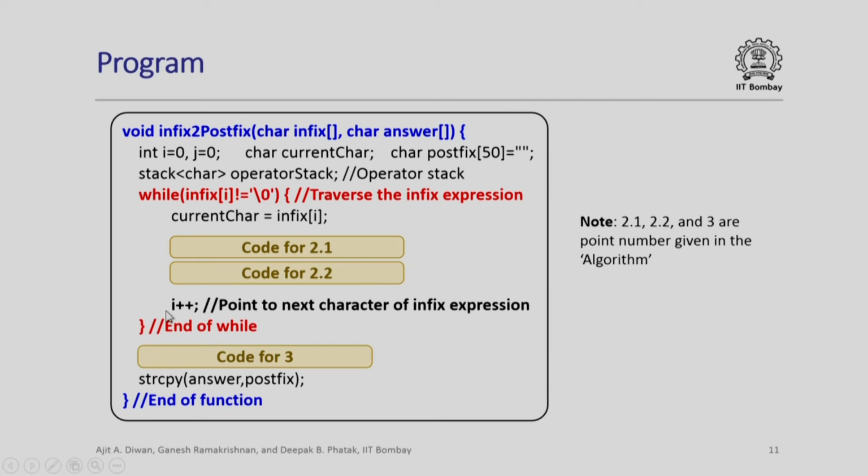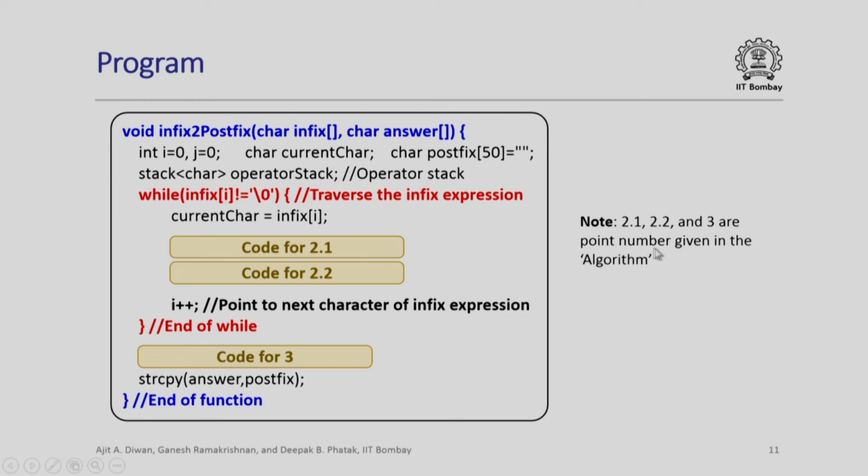After this, i is incremented and the next character is examined. When the entire traversal is complete, there is another segment which will possibly help us assemble the final output. Finally, since we have assembled the final output in the postfix string, we will copy that string to the answer, which is the parameter to be returned. That is the end of the function. Let us look at the code for 2.1, 2.2 and the code for 3 in the subsequent slides.